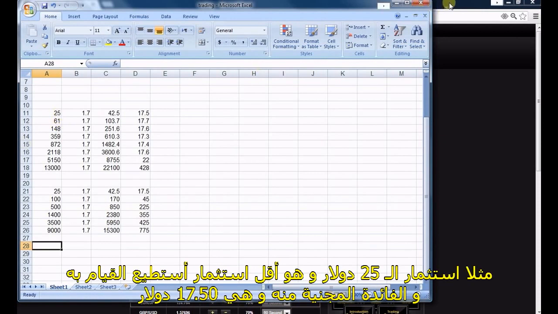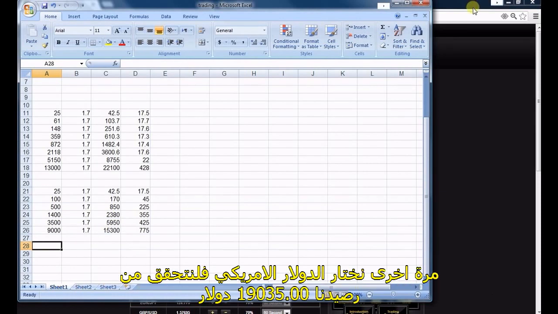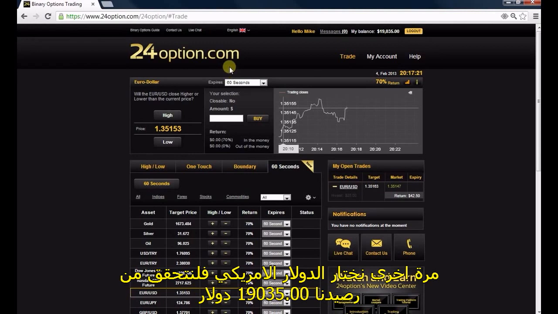So for instance, the $25 investment is the lowest investment I can do, and you profit about $17 from it. In the next trade, I'd like to profit the same amount, another $17. What's nice about this method is that a lot of times it can work a lot faster than the other method, because you're consistently making $17 or $17.50 rather than making $2 or $3 on your investment and having to wait for the 4th or 5th trade to really start making money fast. So this allows you a little bit more flexibility.